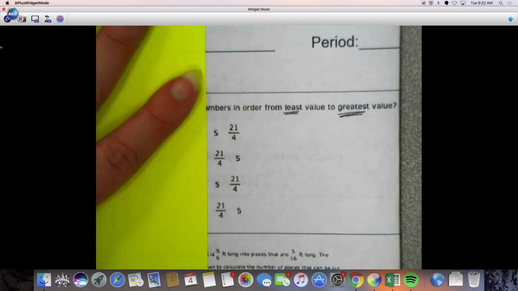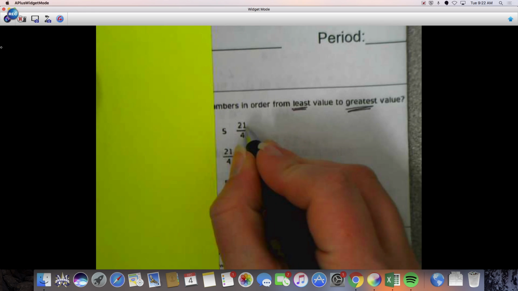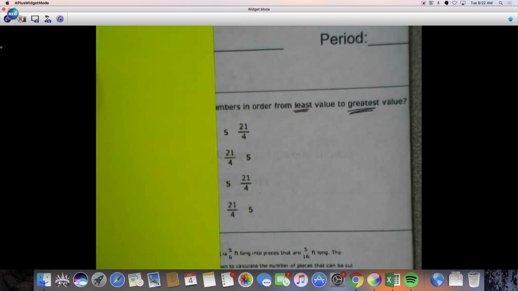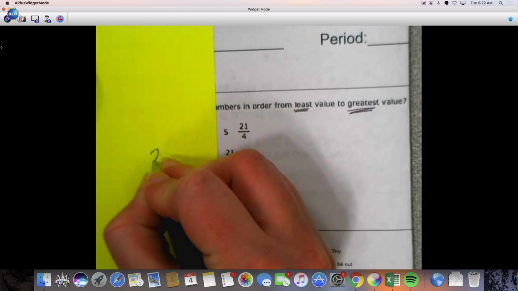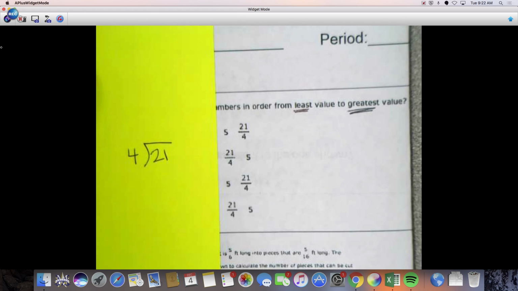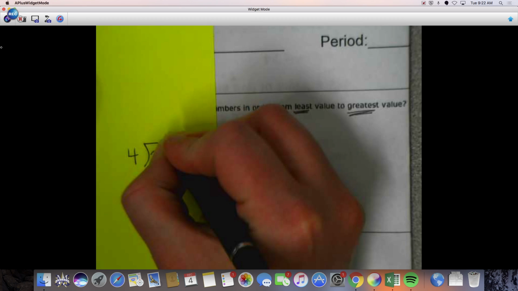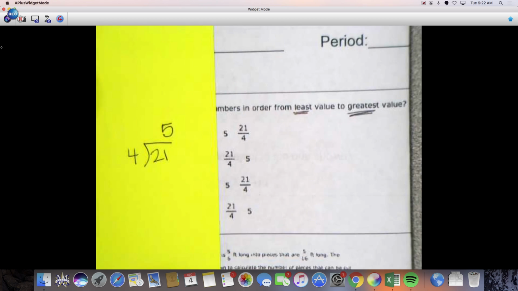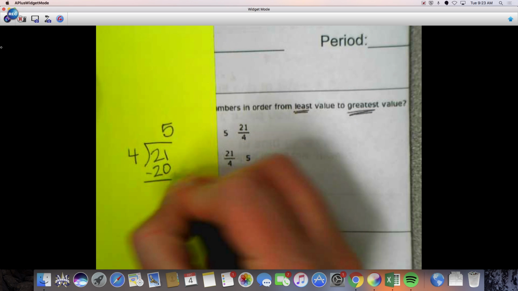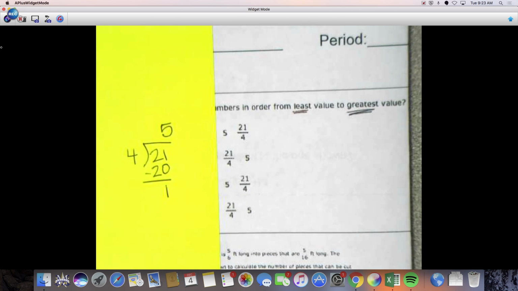Okay? So this is where we bring back that method that I taught you. If we have 21 over 4, that's really a division problem. I'm really dividing 21 by 4. How many times does 4 go into 21? 5 times. It would be 20. So then I subtract 20. I get a remainder of 1. And now I'm done. I just have to know what parts all these make up.